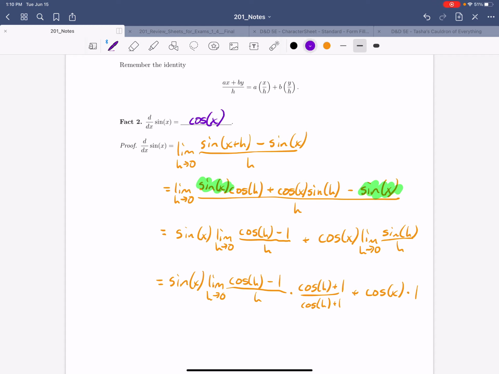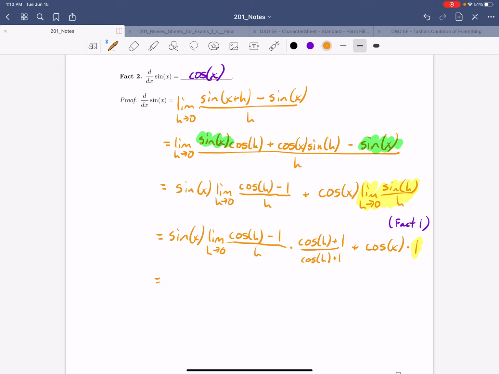Right? I'll just say, maybe I'll use a highlighter in this case, right? I'll use pink, let's say. Ooh, that doesn't, I'll use yellow. Pink obscures it a little too much, right? That was by fact 1. Okay. All right, great. Well, what's this going to give us? This is going to give us sine of x times the limit as h approaches 0 of cosine squared of h minus 1 all over h times cosine of h plus 1.